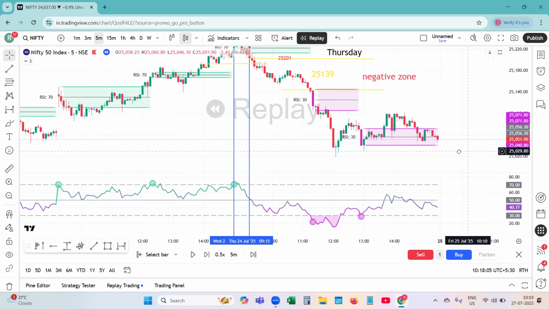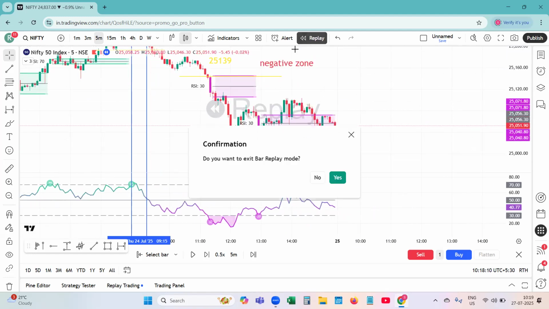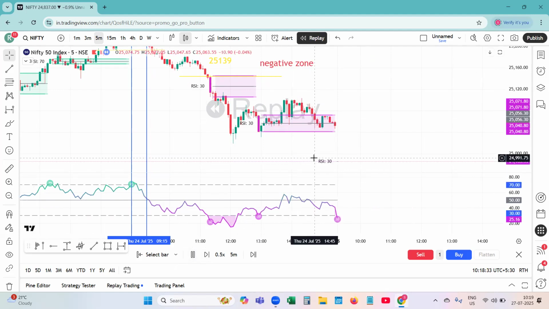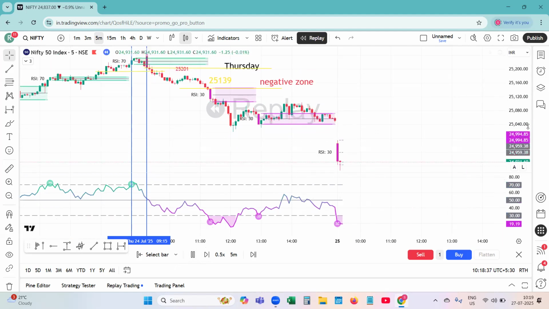So now let us go for the replay button. I'm going to press the replay button. I'll start replaying from this level. Let me replay this so that you will see the price action with this RSI indicator in playback mode. I've started this. See how the market gaps down.